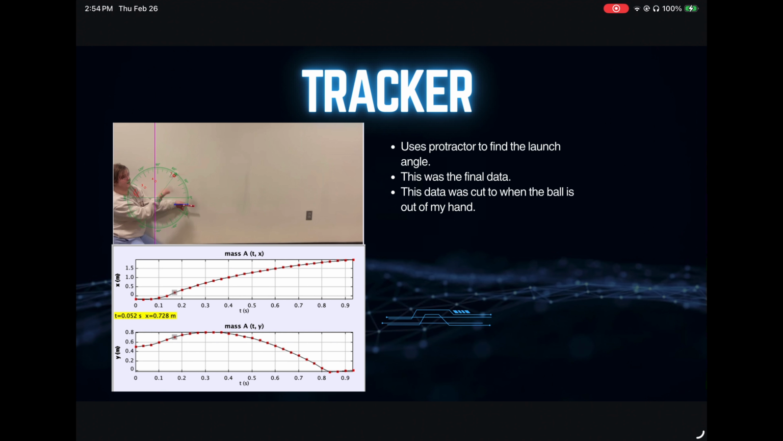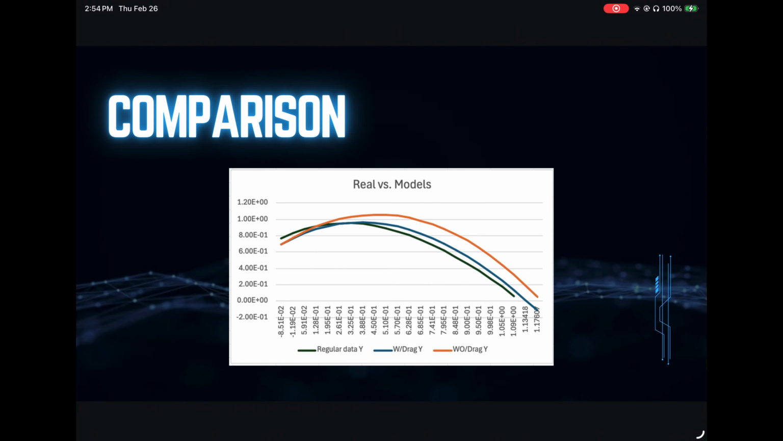So this is the comparison model. As you can see, the without drag is actually a lot higher and much more different than the with drag and regular data. The with drag and regular data are shown to be very closely together. The with drag just may have had less drag in the computational model than was actually present in real life. However, as you can see, they are really close versus the without drag one is super far off.